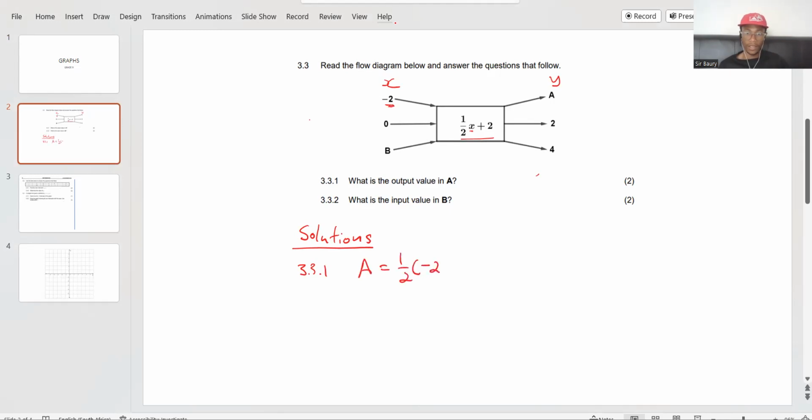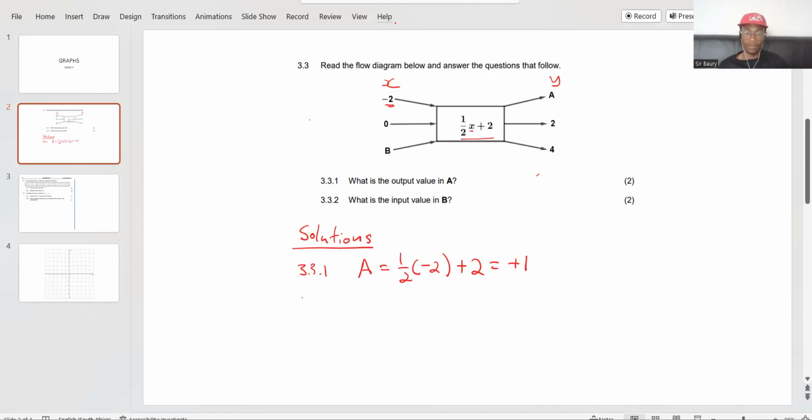Then I'm placing the corresponding value, which is equal to -1 plus 2, which is going to give me a +1. That's the value of A.